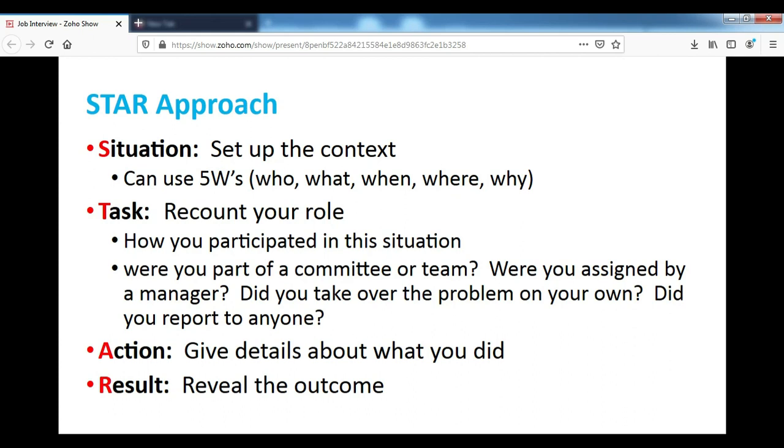Okay. So basically the STAR approach is divided into 4 parts: situation, task, action, and result. For any behavioral question you can use this STAR approach. Keep this approach in your mind when you go to the interview, and whenever behavioral questions are asked, you can remember this approach and give your answers. So I hope this will be helpful to you.